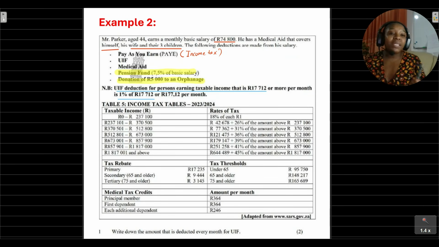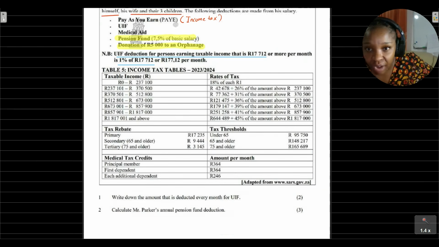So taking Mr. Parker's basic salary of 74,800, we need to minus his pension. We need to minus the donations, how much he contributes to the orphanage, to get his monthly taxable income. And once we have the income that we can use to calculate his tax, we can then multiply that by 12 to get his annual taxable income.